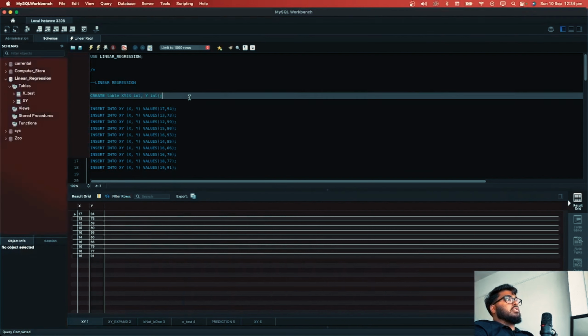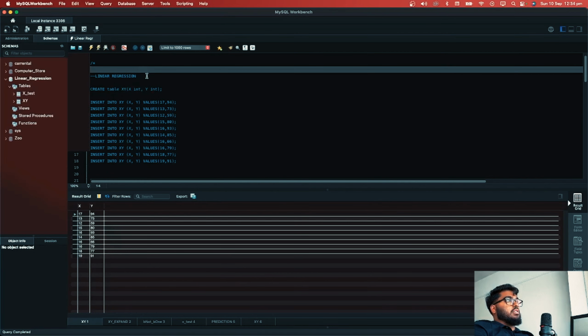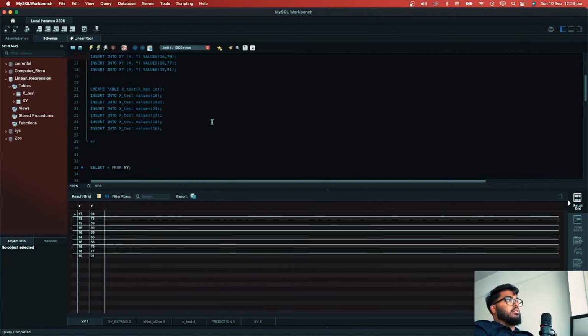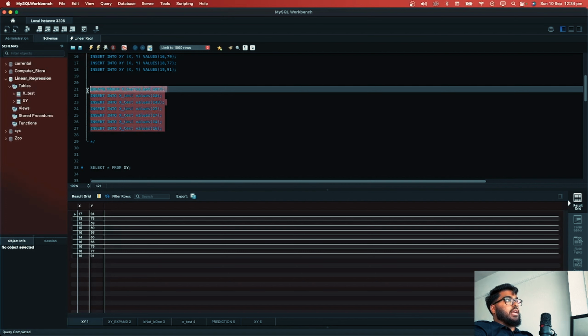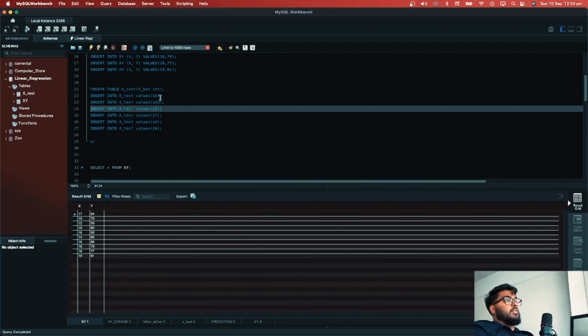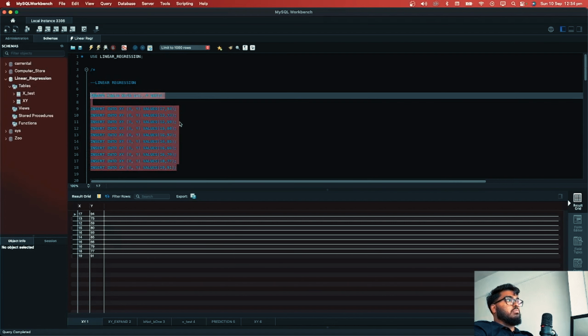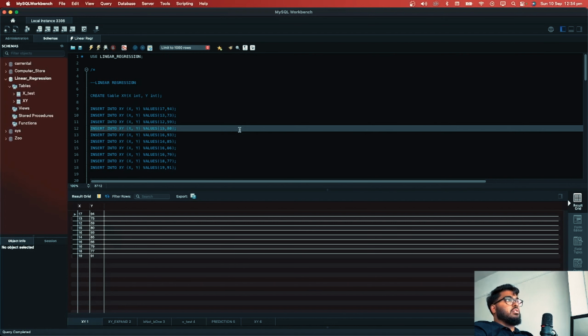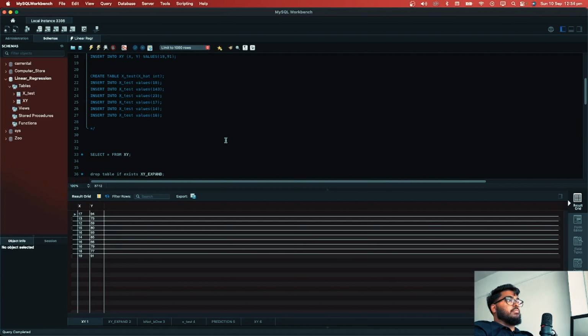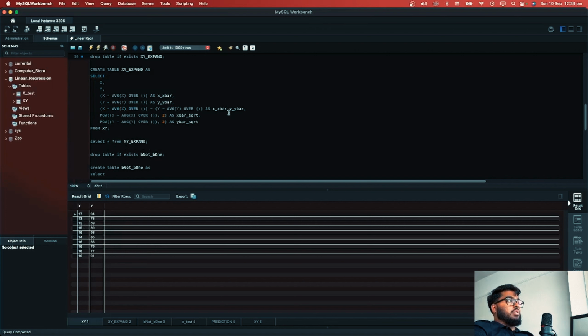So as you can see here, this is my table. It says linear regression right there, and this is my create table. So this is an X test where I have test values, right? And this is an XY table where I have a simple X and a simple Y. So for every X value, there is a Y value right there. So this is my XY table.